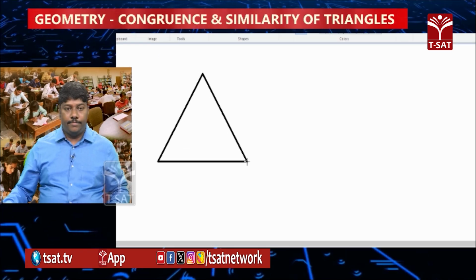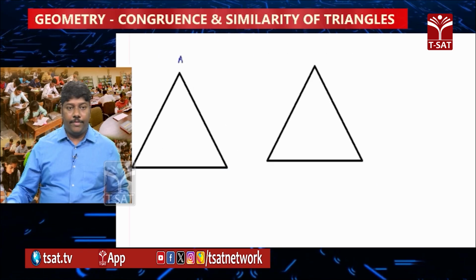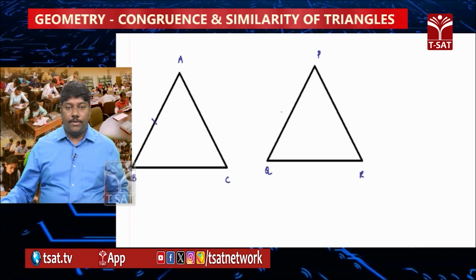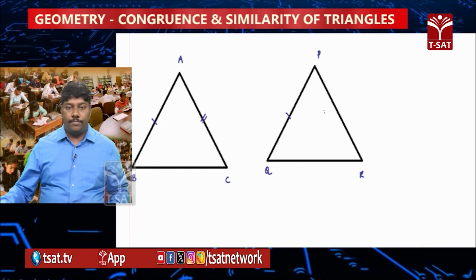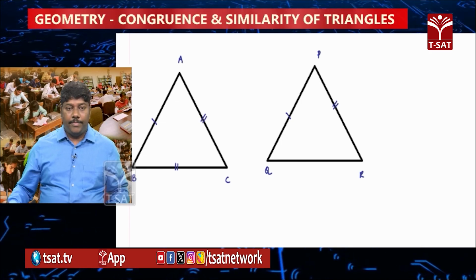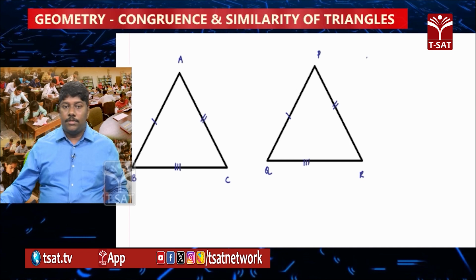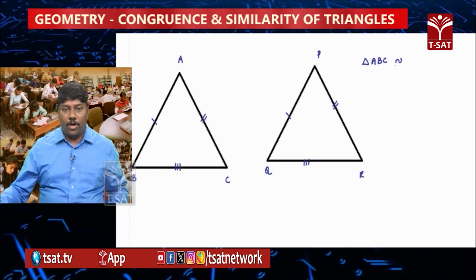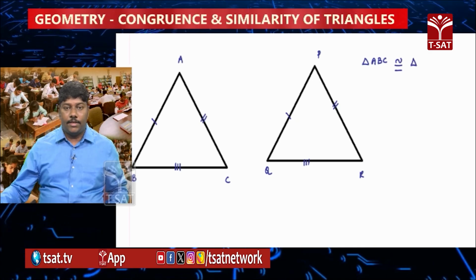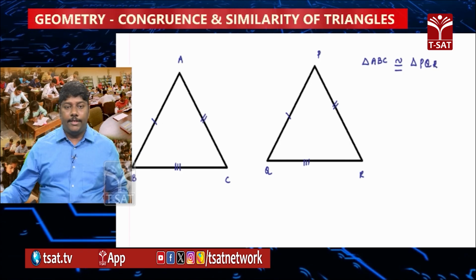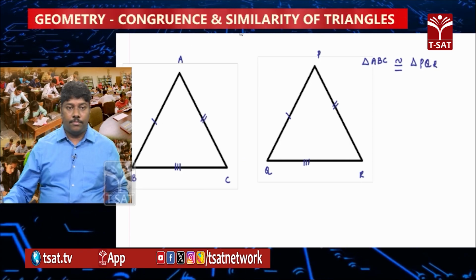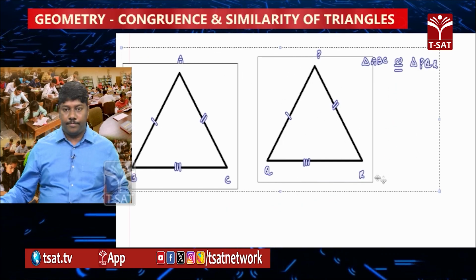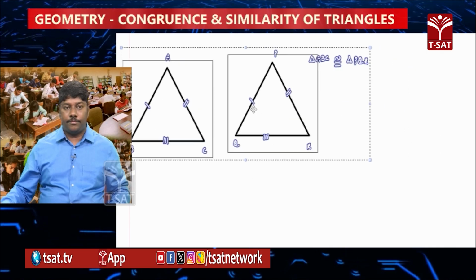Suppose, just take a triangle. I'm saying the first triangle is triangle ABC. The second triangle is PQR. We know that AB is equal to PQ, AC is equal to PR, BC is equal to QR. So I would say triangle ABC is congruent to, this symbol represents congruency, triangle PQR. Suppose they are congruent. What do we know from this? Keep it aside.